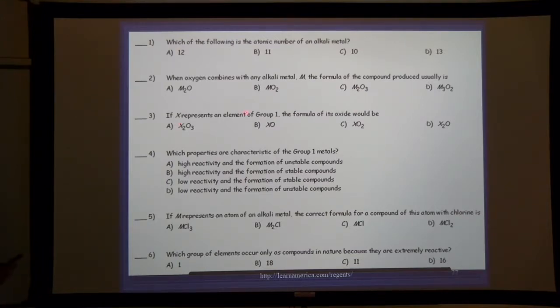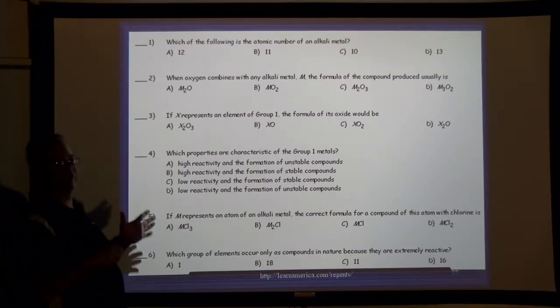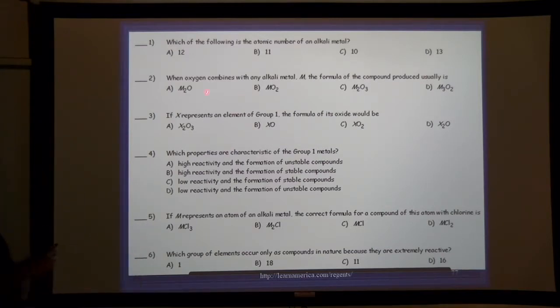It says if X represents a group 1, and I'm showing you all the variations that come up on the Regents. So if X is the metal, now instead of using M, they use the symbol X. It's from group 1, and they tell you the formula of its oxide. That means it's connected to an oxide ion. Which formula would be correct? Choice 4, which is D.